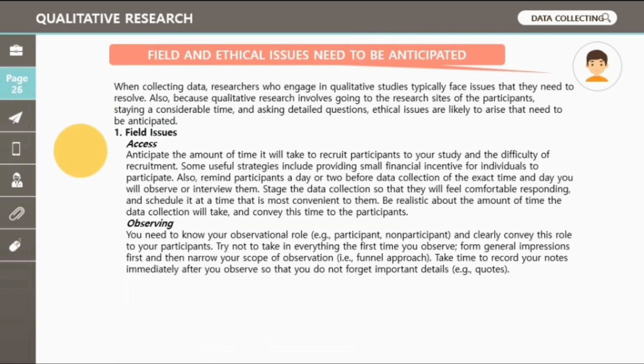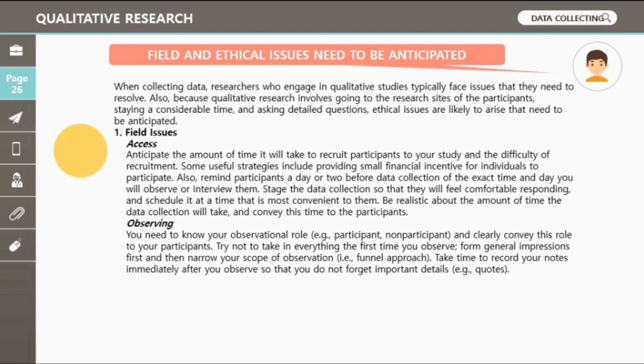Okay, for the next, field and ethical issues need to be anticipated. When collecting data, researchers who engage in qualitative studies typically face issues that they need to resolve. Also, because qualitative research involves going to the research site of the participants, staying a considerable time, and asking detailed questions, ethical issues are likely to arise that need to be anticipated.